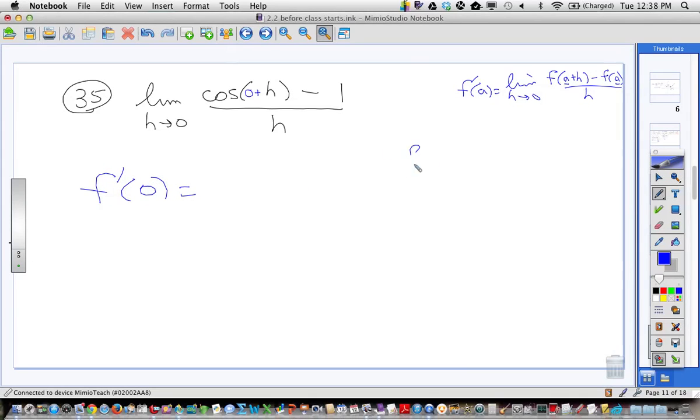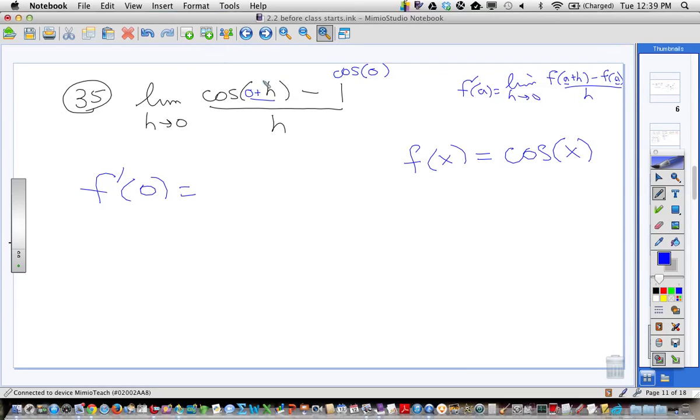And it looks like the function that I must have started with was what? Well, remember, the a plus h got plugged in where the x was. So what was my function? Cosine x. My function must have been cosine x. That means this must have been cosine a, which would be cosine, what's cosine 0? Oh, 1. Okay, so it does match.